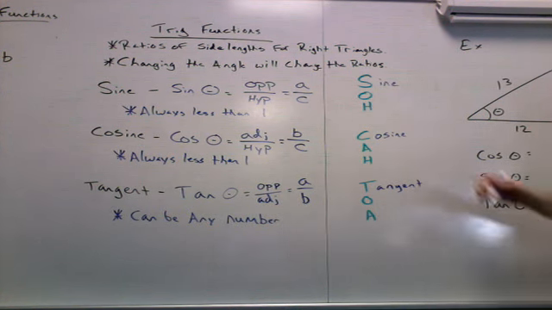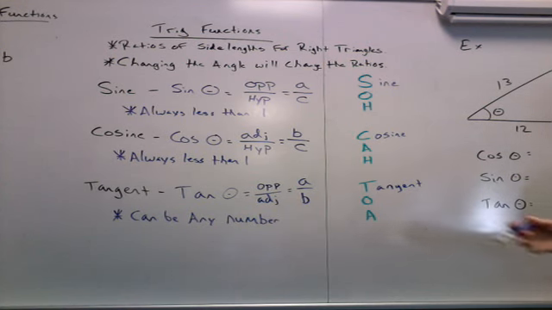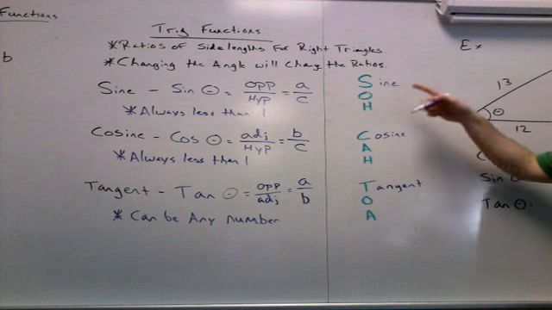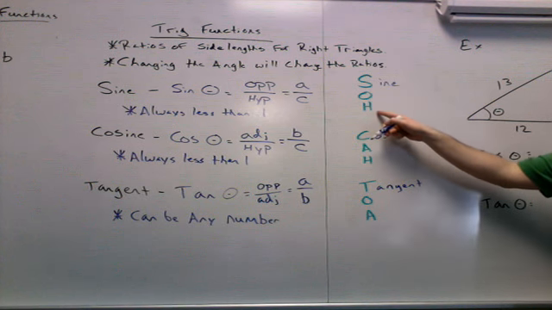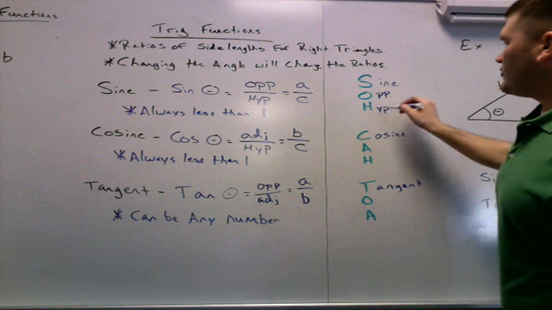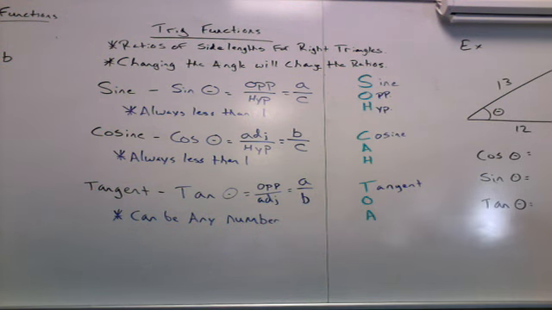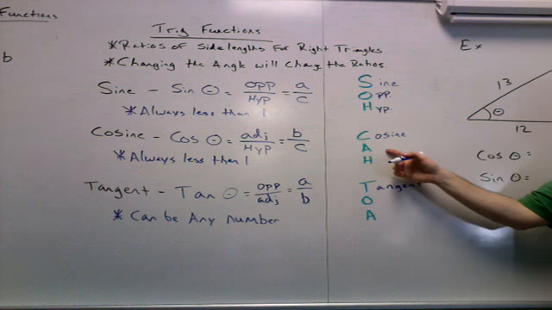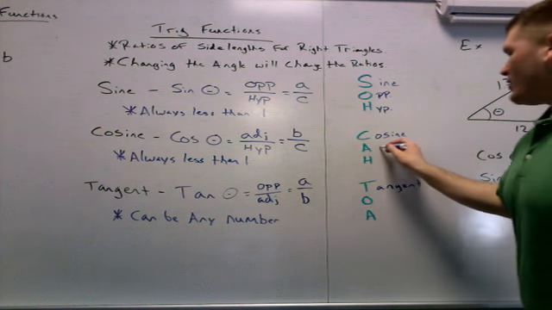The other letters help us remember what the ratio is. Sine is opposite over hypotenuse. I like to abbreviate opposite and hypotenuse because they're long words, and I might spell them wrong. Cosine is adjacent over hypotenuse.